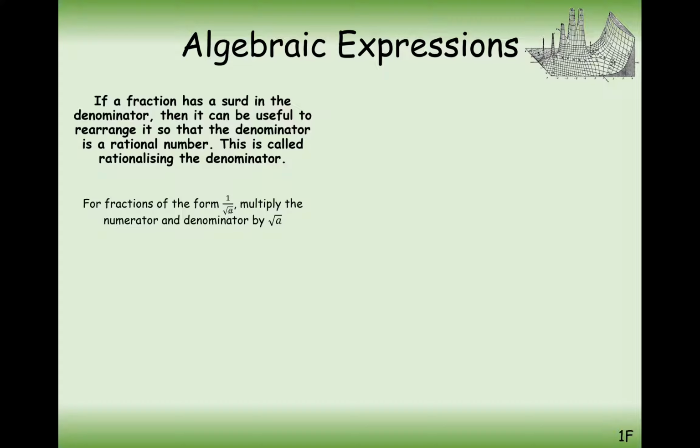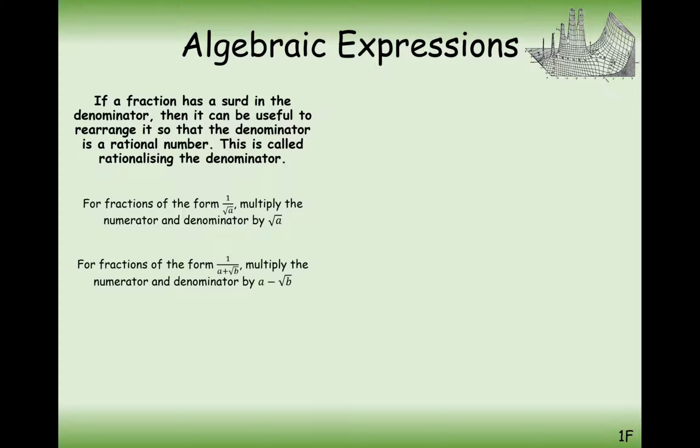Rationalising comes from creating a whole number that's going to appear on the bottom of our fraction. So square root numbers are not allowed when we've rationalised the denominator. They have to only appear on the top.